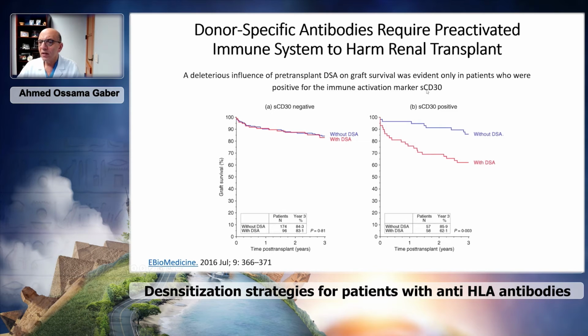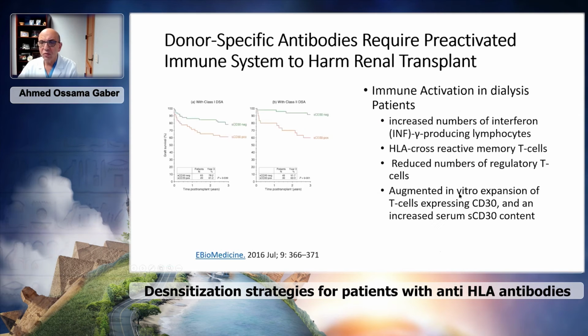In the CD30 positive patients, if they had DSA, the outcome of the graft was much worse than without DSA. And this was true not just for class 1, but also for class 2 antibodies. So we now know that immune activation in dialysis patients happens. Some of them get activated because of bioincompatibility with the membrane. They have intercurrent infections that their immune system responds to.